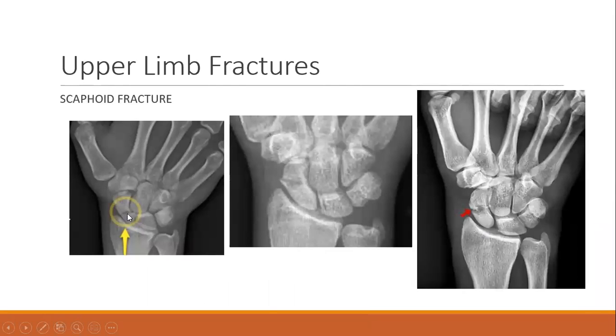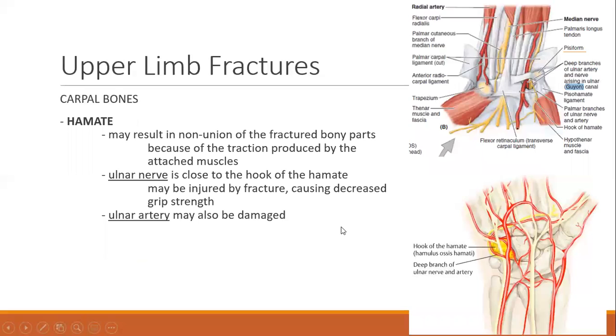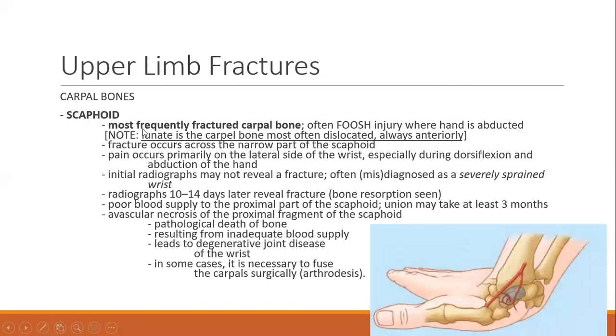So here are some x-rays where you can obviously see the scaphoid has been broken here, here, and here. Contrast that with your lunate carpal bone, which is the bone that's most often dislocated, and it's almost always dislocated anteriorly. So scaphoid, most commonly fractured carpal bone; lunate, most commonly dislocated carpal bone.